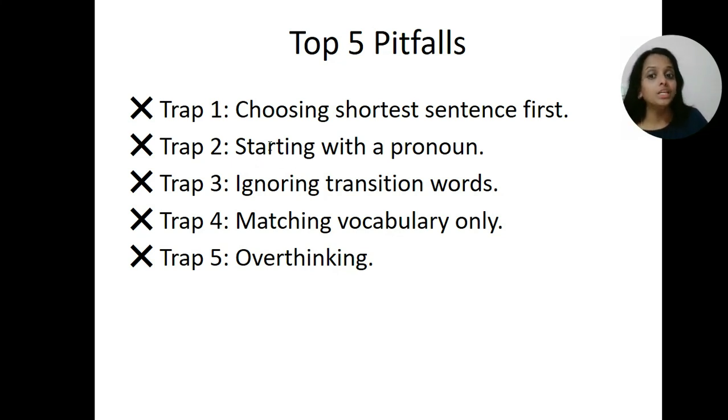And trap 2, starting with a pronoun. This suggests... suggests what? So you should always ask, can this sentence stand alone? And trap 3 is ignoring transition words. However means contrast. So what is it contrasting? You should be aware of that. And trap 4, matching vocabulary only. Don't just match keywords. Follow the idea. And trap 5, overthinking it. Sometimes the structure is simple. So trust your first instinct and then test it.